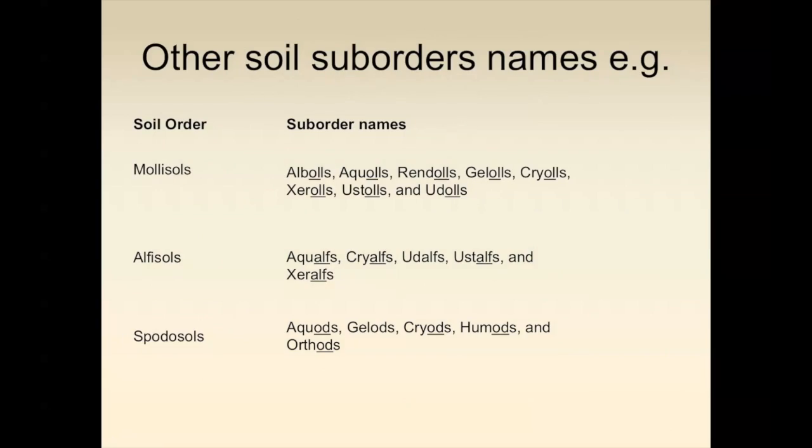So other soil suborder names might be, for instance, if you have a mollisol out in the west, you may have an albol.